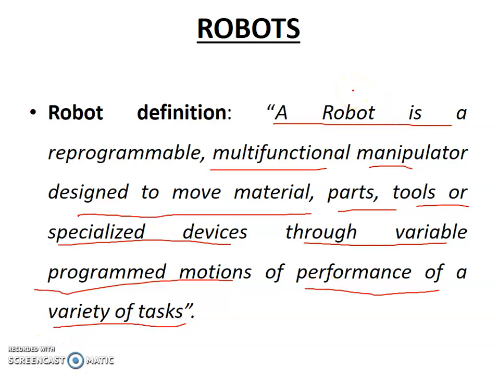Here we can program the robot, we can give some instructions to do different tasks or work, and according to that the robot will do it. It can do multiple functions, and it is designed to move material from one place to another place, or it can move parts, tools, or sometimes specialized devices through variable programmed motions. It can have different movements in different directions, and it can perform a variety of tasks. So this is the robot.